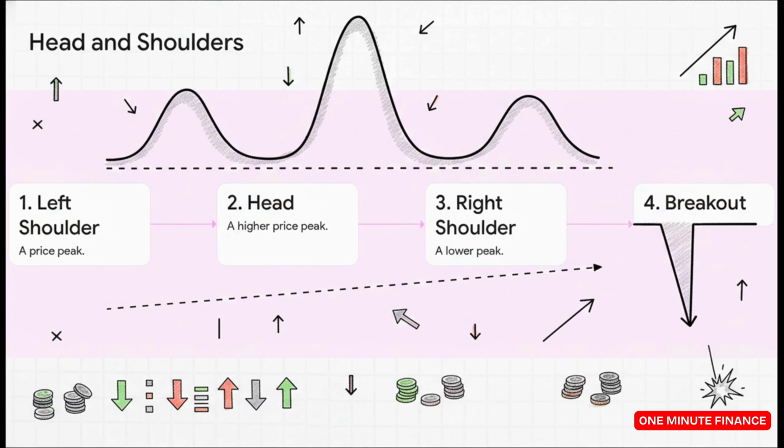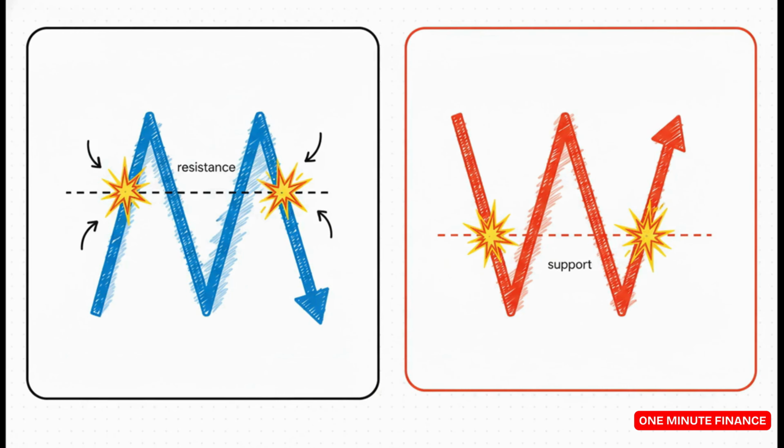The head and shoulders is an absolute classic. Basically, you see buyers try to push the price up three times. The first push is the left shoulder. The second one is even stronger. That's the head. But that third push, the right shoulder, it's weaker. It shows that buying momentum is fading. And when the price finally breaks below that neckline of support, it's often a sign of a shift from an uptrend to a downtrend. Then you've got double tops and double bottoms.